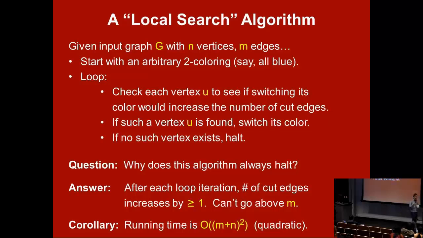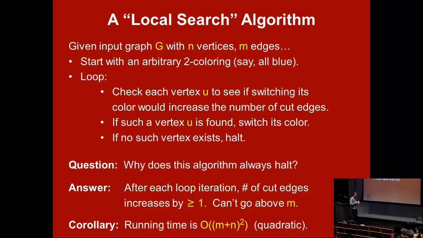This is the algorithm. Let's say you're given any graph G with n vertices and m edges. You've got to output some kind of two-coloring. So the first step is just start with any two-coloring at all. It doesn't matter. Just call them all blue, for example. And then you do a loop where you just keep trying to make it better, where you try to have more edges be cut.